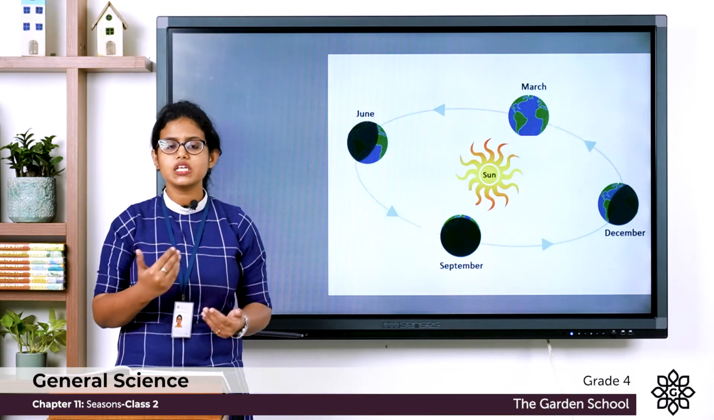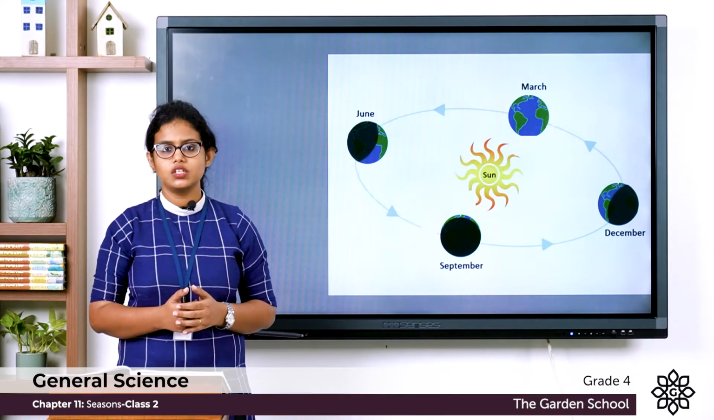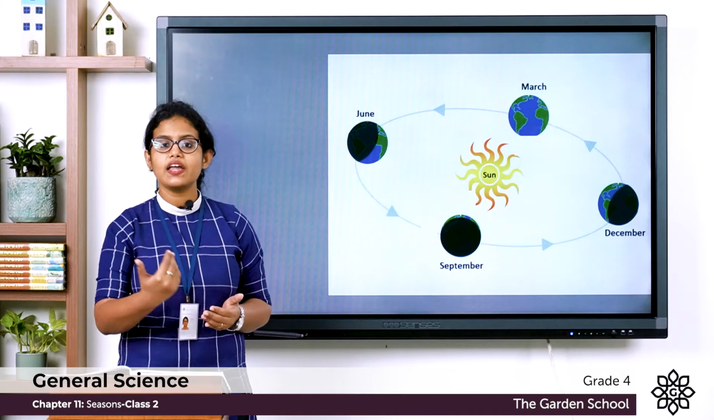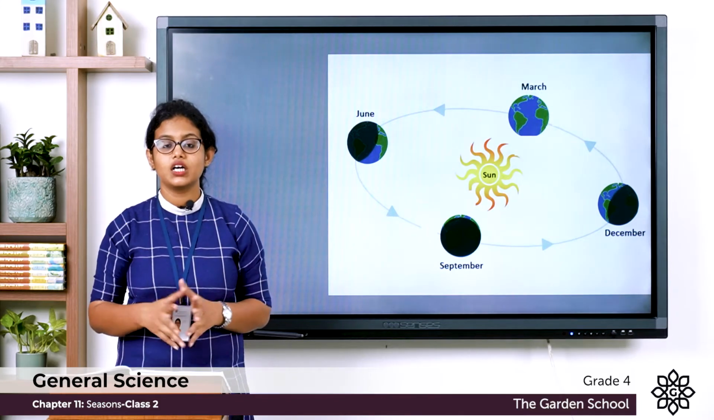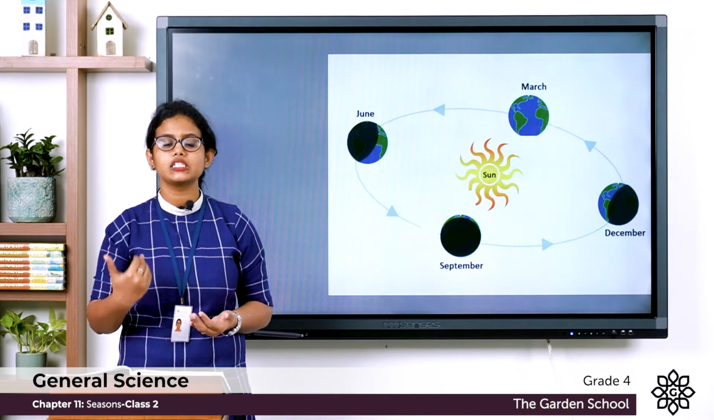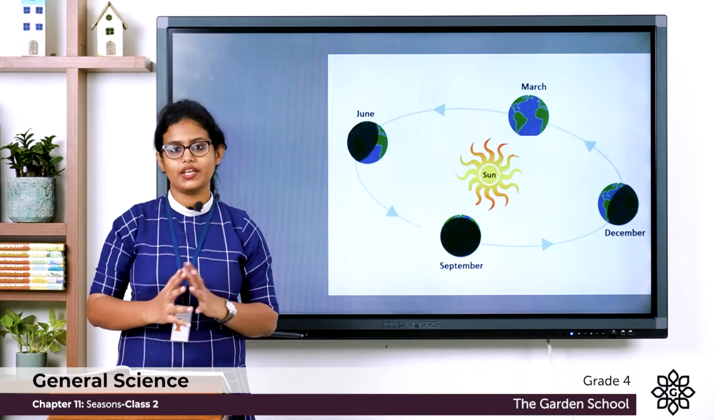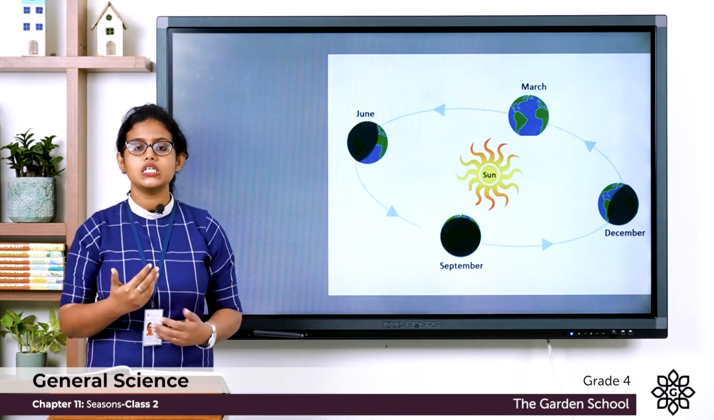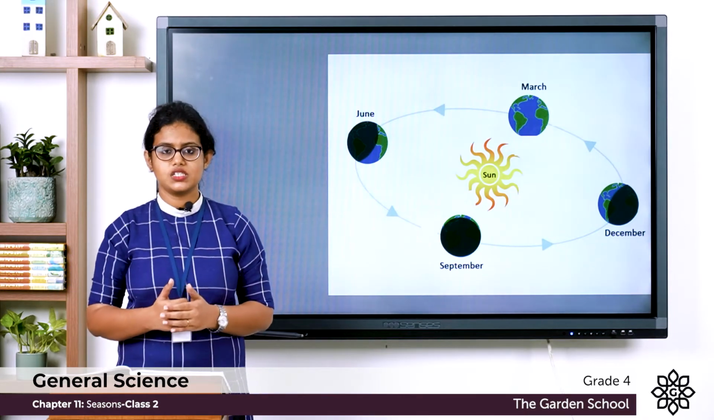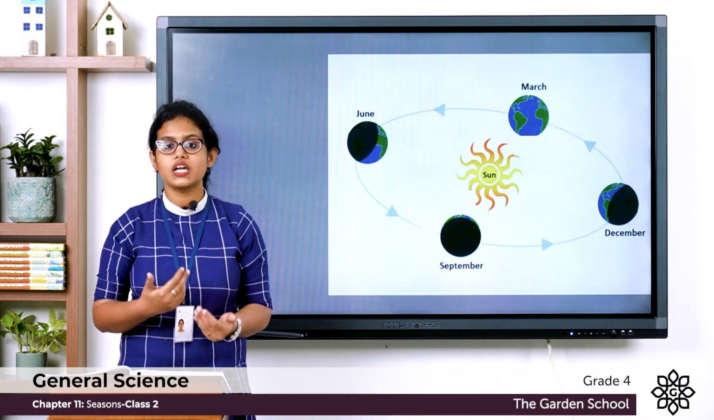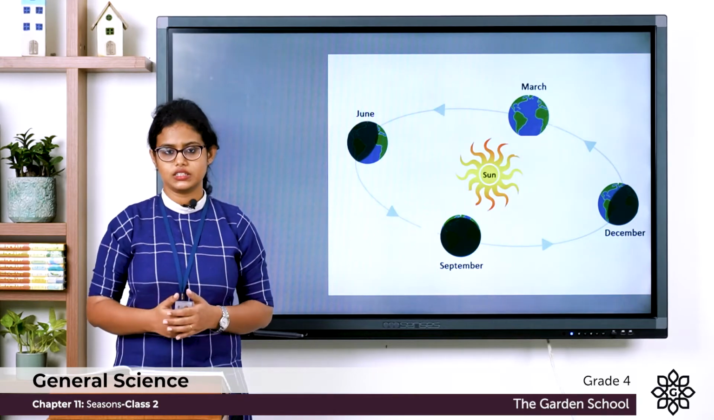At the same time of the year, the lower half, which is away from the sun, receives less light and heat, and that part will have winter. So this is how seasons happen. Seasons are caused by the revolution of the earth.